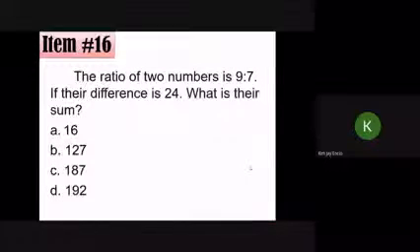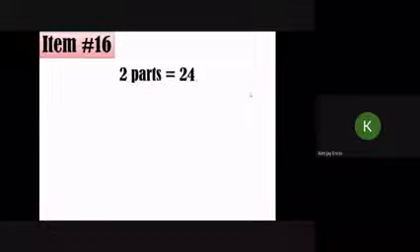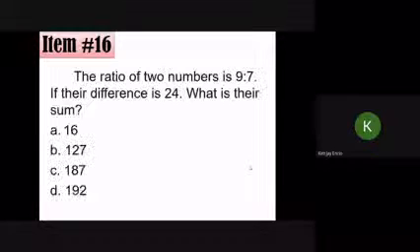The ratio of two numbers is 9:7. If their difference is 24, what is their sum? Some of you are using algebra here. Others probably are using elementary approaches. In my case, I will be using elementary approaches. You see, this is 9 parts. This is 7 parts. So how many parts are in the difference? 2, right? Because 9 parts minus 7 parts is 2 parts.